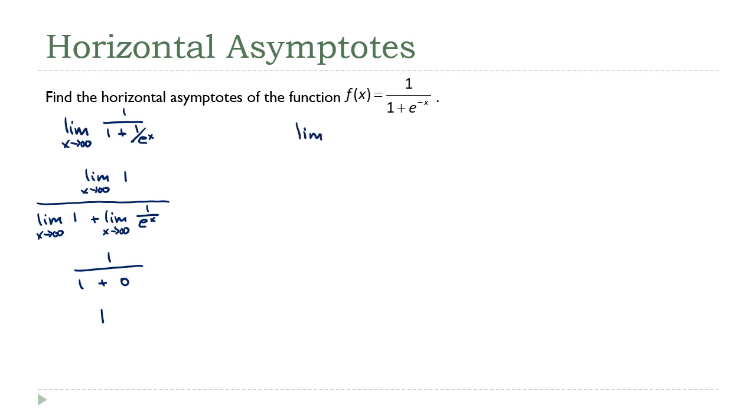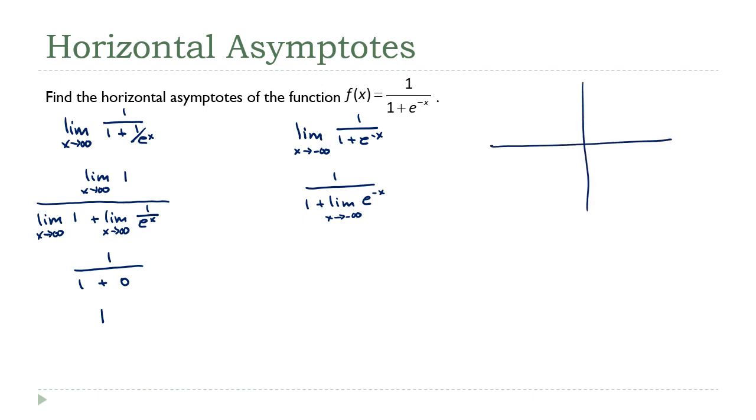If we take the limit as x approaches negative infinity of 1 over 1 plus e to the negative x. And I'll split this up the same way. The limit of those two 1s is still going to just be 1, just like it was before. So this becomes 1 over 1 plus the limit as x goes to negative infinity of e to the negative x. Now think about what e to the negative x looks like.